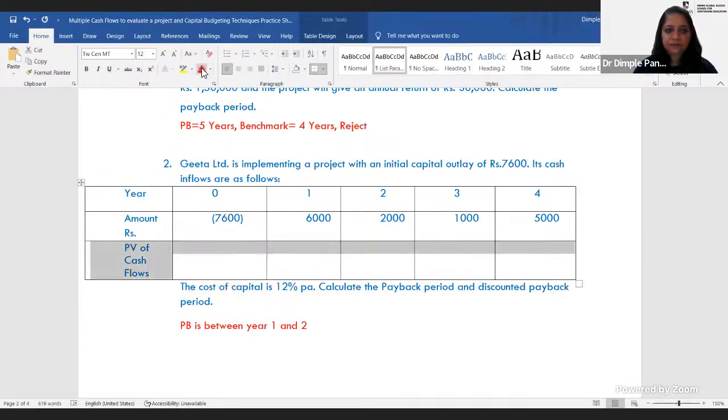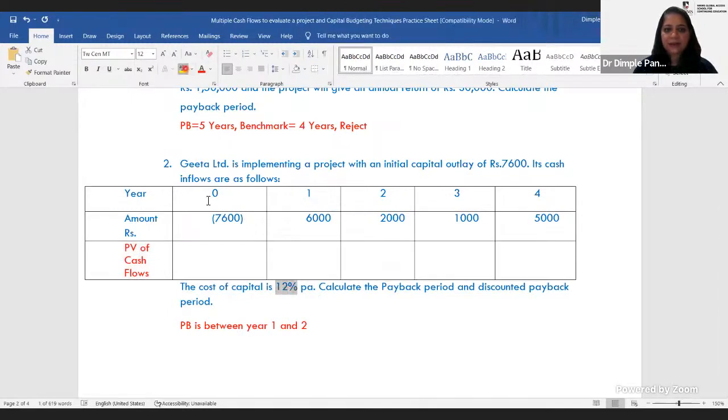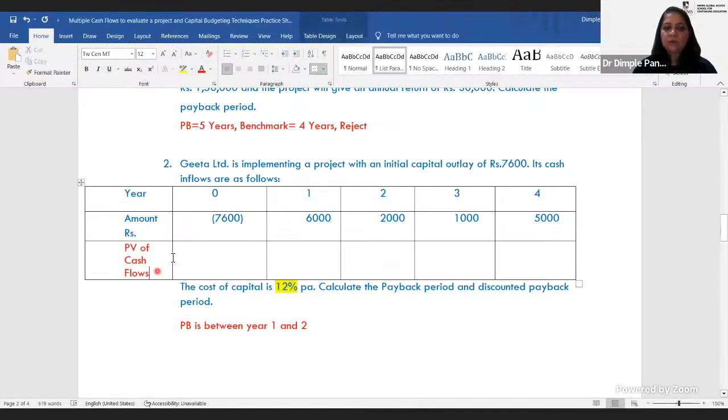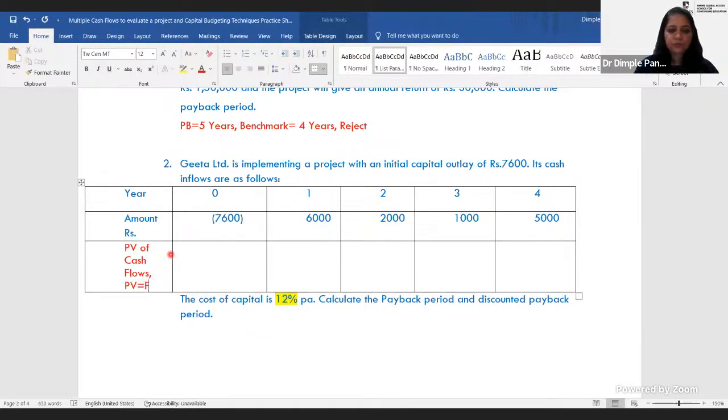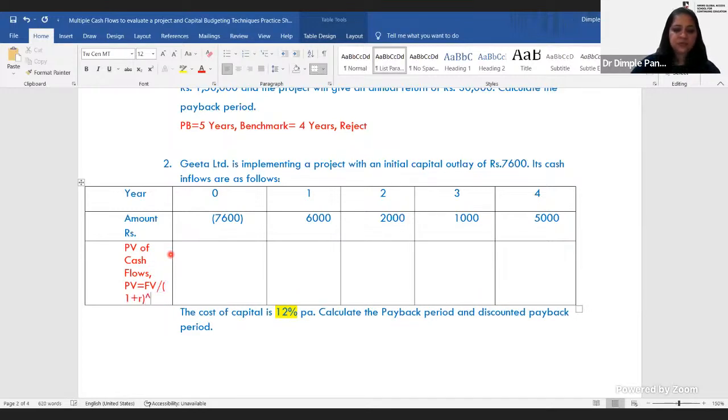What will be the discounting factor at which I'll find it out? At 12% per annum, I'll find out the present value. How would you find out the present value? My present value is equal to future value divided by (1 plus r) raised to n. This is how I find out my present value.